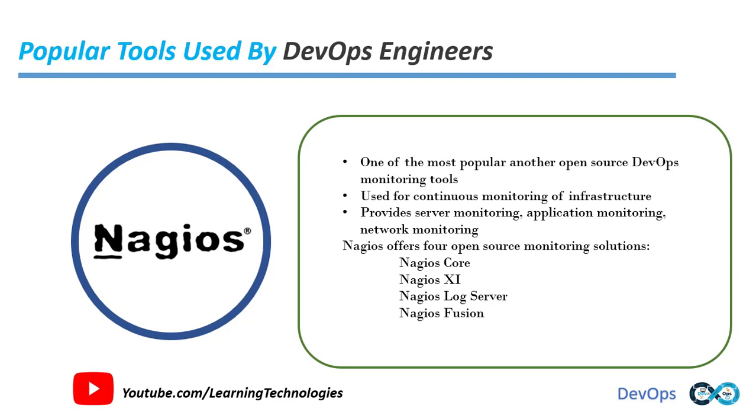Nagios Log Server lets you search log data and set up alerts about potential threats, and Nagios Fusion allows you to monitor multiple networks at the same time. On the whole, Nagios provides DevOps teams with an infrastructure monitoring solution. With all these features, Nagios is considered the best DevOps monitoring framework.